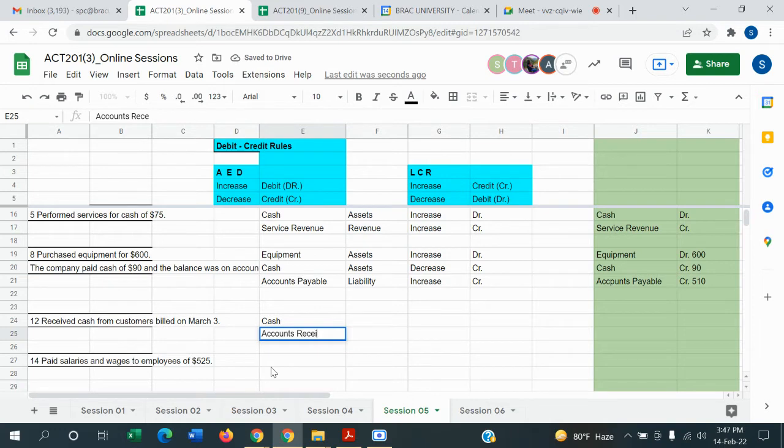Accounts receivable. Both are assets. Changes: accounts receivable decrease. When an asset increases, debit. When an asset decreases, credit. So the journal will be: cash debit.